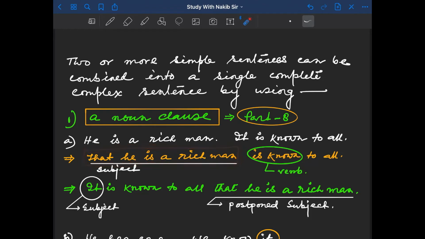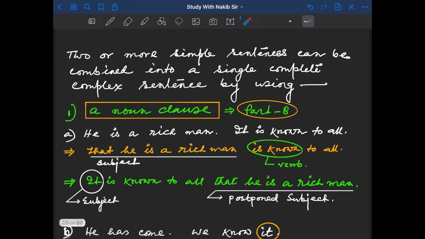This is the place of the subject. That he is a rich man. So this place is fulfilled. Now is known to all. Is known is the verb. Okay. So the combined sentence is that he is a rich man is known to all. Is known is the verb, and that he is a rich man is a subordinate noun clause working here as a subject to the verb. Okay. This is how a noun clause is used in combining two sentences into a single complex sentence.